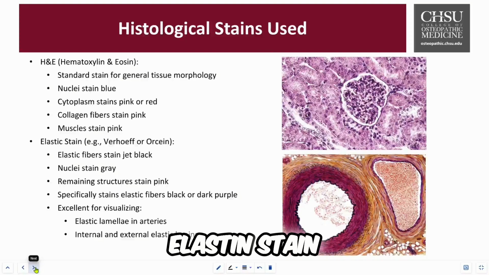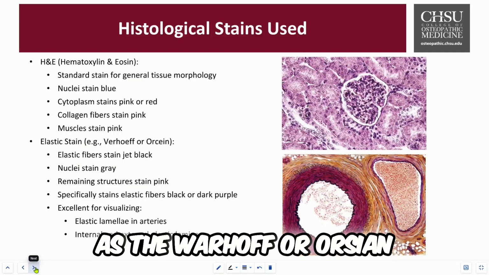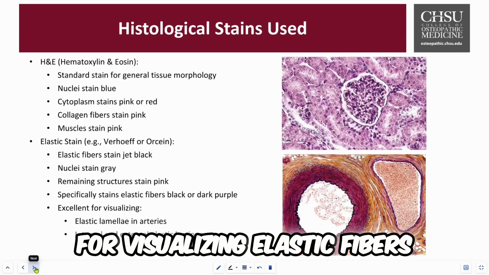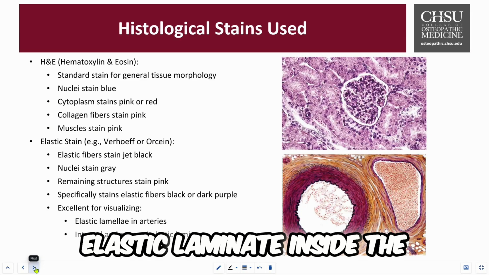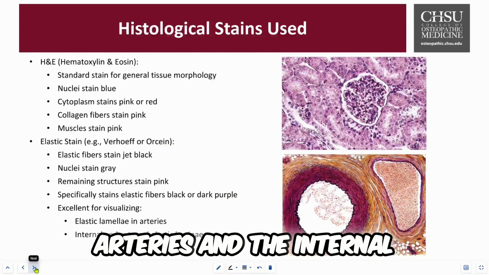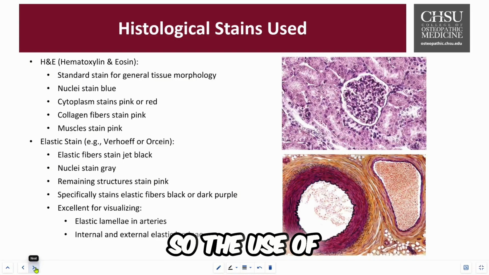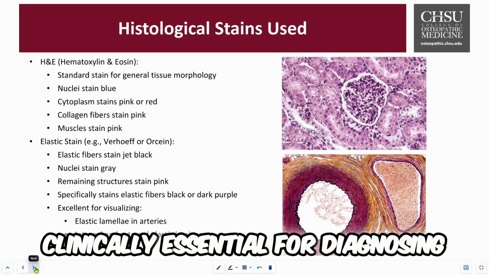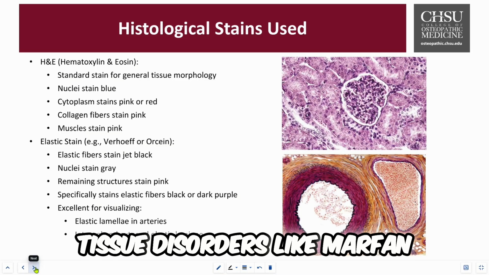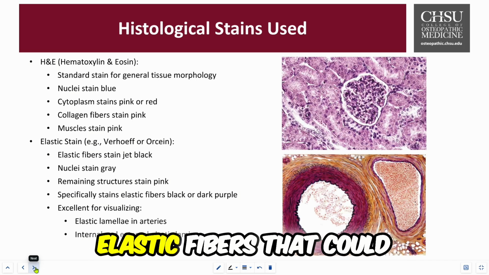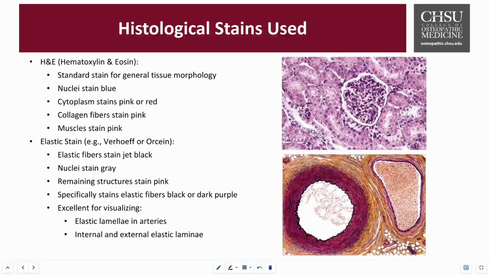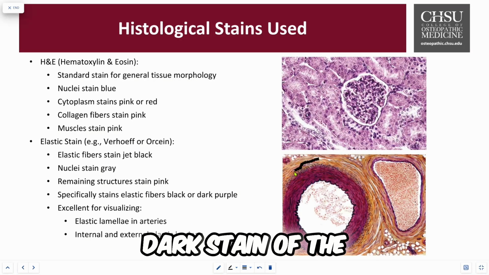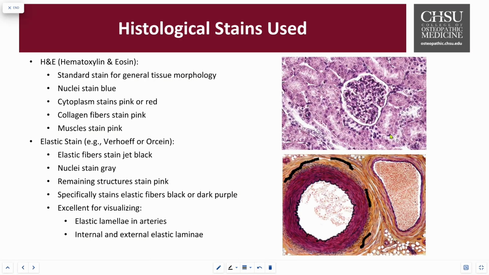Next, we have the elastin stain. This is also known as the Verhoeff or Orcein stain. This stain is excellent for visualizing elastic fibers, and it stains them jet black. This is useful for seeing the elastic laminae inside the arteries, and the internal and external elastic laminae. The use of this elastic stain is clinically essential for diagnosing connective tissue disorders like Marfan syndrome, or deficiencies in elastic fibers that could lead to aortic dissections, thinning, or even aneurysms. On the right, you can see how the coloration looks, a little bit of dark stain of the fibers all over, and the nuclei are stained all around.